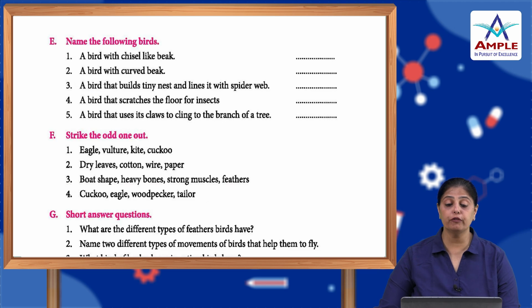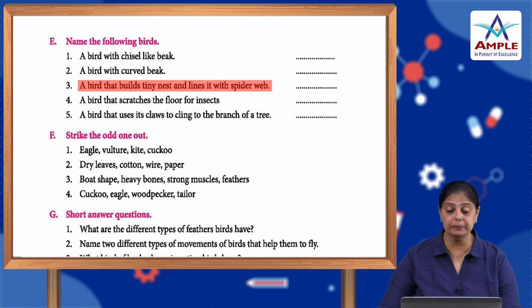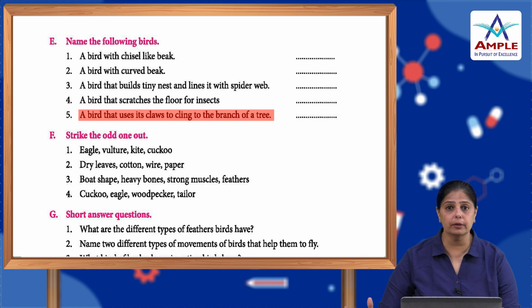Now, name the following birds. A bird with chisel-like beak, it's the woodpecker. A bird with curved beak, okay, parrot. A bird that builds tiny nest and lines it with spider web, tiny nest, hummingbird. A bird that scratches the floor for insects. Okay. It's the hen. A bird that uses its claw to cling to the branch of a tree. Okay. So, we can say the pigeon.